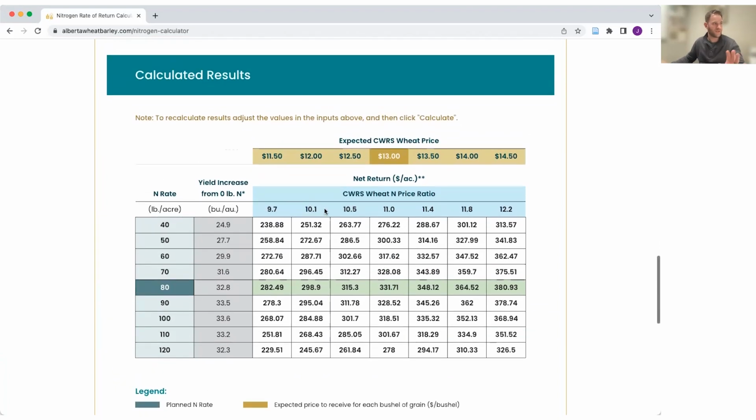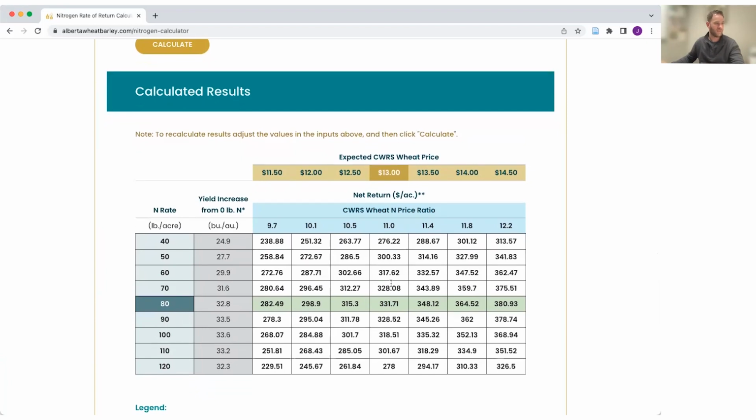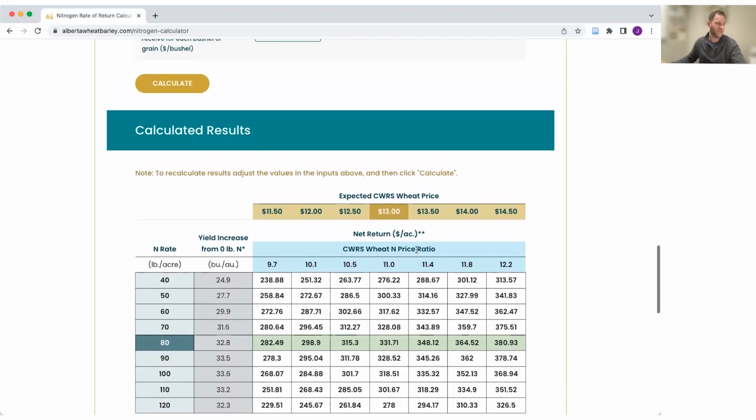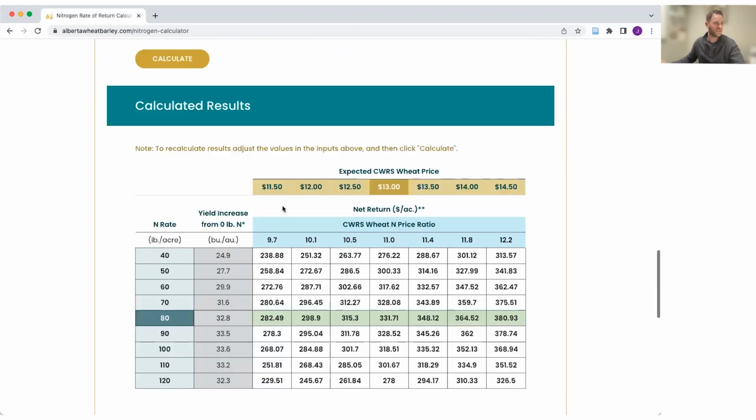You can play with the price that you're going to sell at the elevator, and with how much nitrogen you're going to put down, to see where your maximum net return per acre is based on the price you expect to receive and the amount of nitrogen you can put down. This gives you the ability to play with those nitrogen rates and the price you expect to get at the elevator, and use historical data on yield responses to get the most likely highest net return for that crop based on the nitrogen you plan on putting down. If you have any additional questions, please reach out to us, but that's the gist on how to use this calculator.